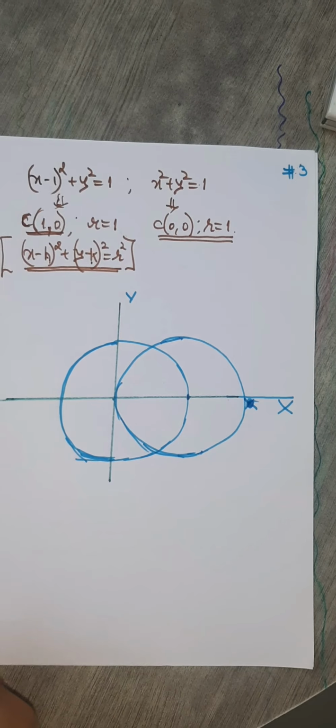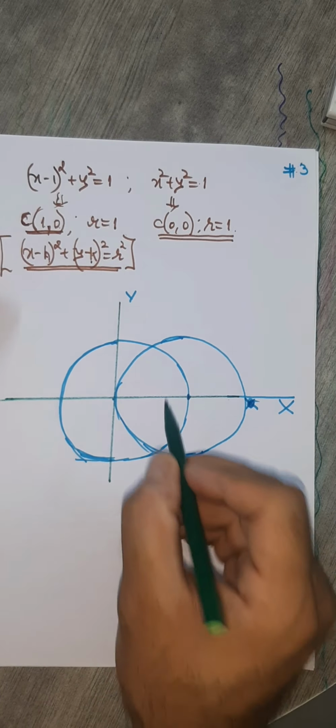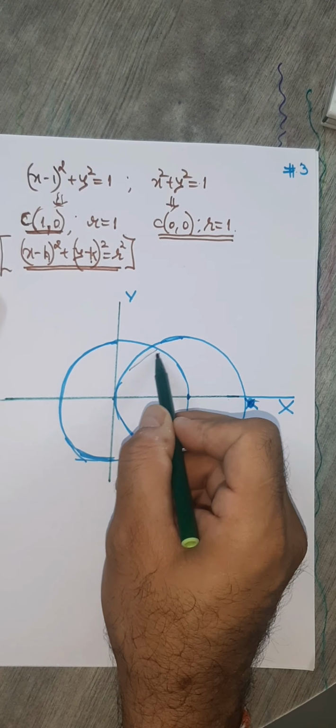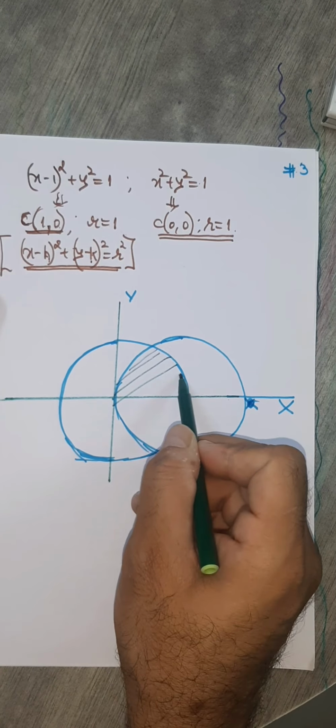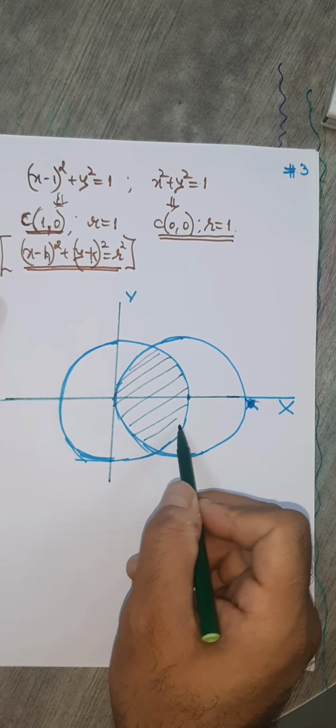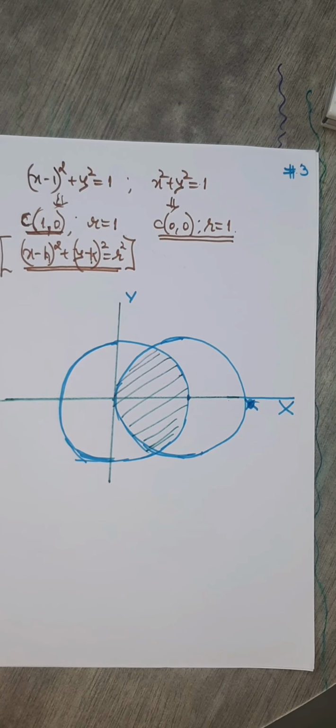Okay, now which is the common region here? The common region is this much. This is the required region. You want the area between these two circles, that is this much.